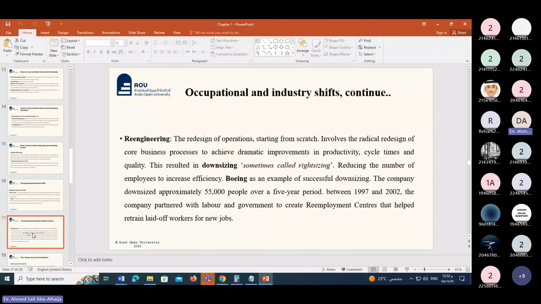Actually, you are trying to reduce the cost and also increase what? The quality. So this is one of the reasons or one of the ways. Downsizing or right-sizing: have the right number of people to do your business efficiently. And when I say efficiently, it means what? Better quality and less cost.